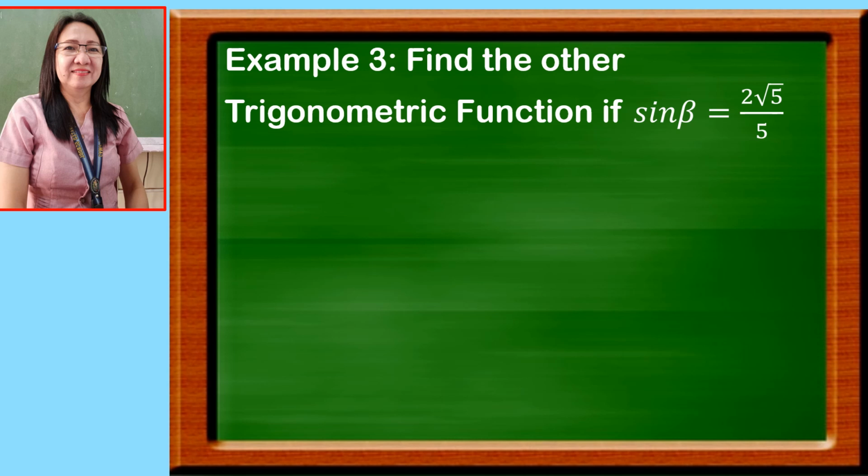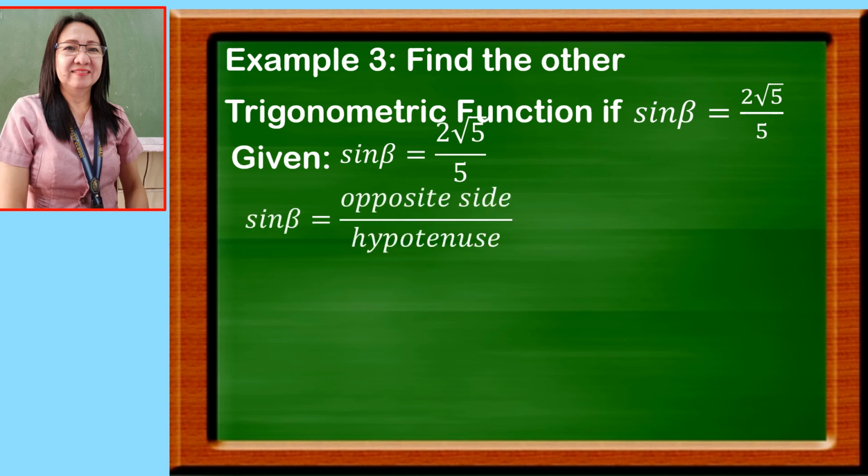For example number 3, let us find the other trigonometric functions if sine beta is equal to 2 square root of 5 over 5. Let us get our given as sine beta is equal to 2 square root of 5/5. Let us describe sine beta as opposite side over the hypotenuse so that we can illustrate this. Let us have our beta on this part. So the opposite of beta is 2 square root of 5, wherein our hypotenuse is 5.